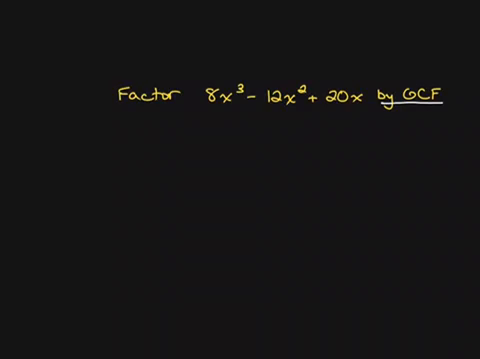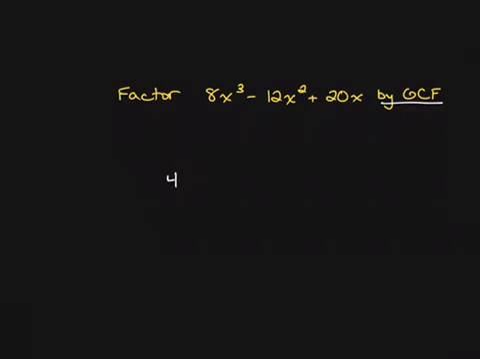So what we need to do is first find the greatest common factor. The first thing we do is look at just the numbers, so 8, 12, and 20, and what's the largest number that we can divide evenly into those three, and that answer would be 4. And then, I'm going to erase this and write it down a little lower.